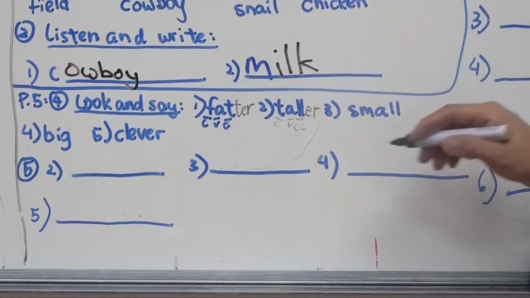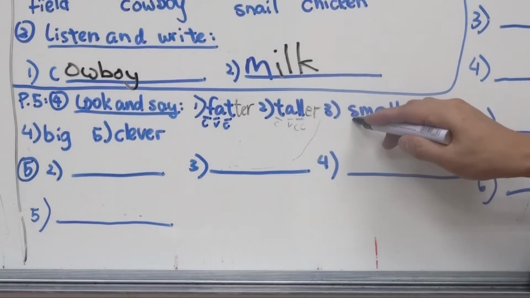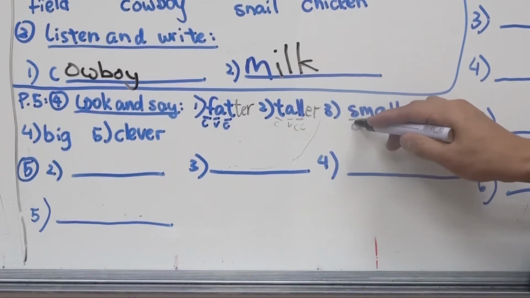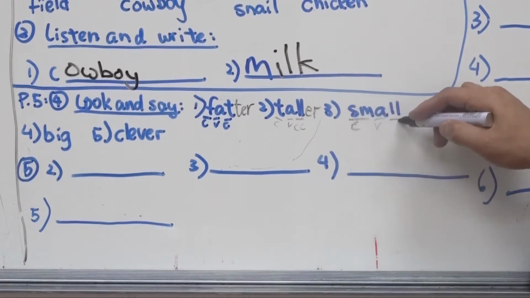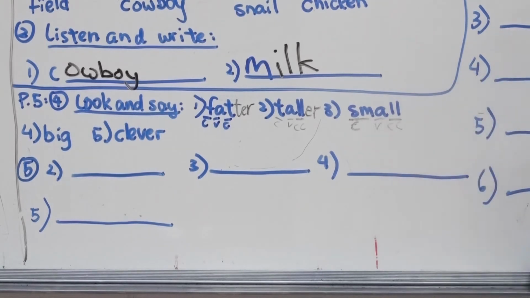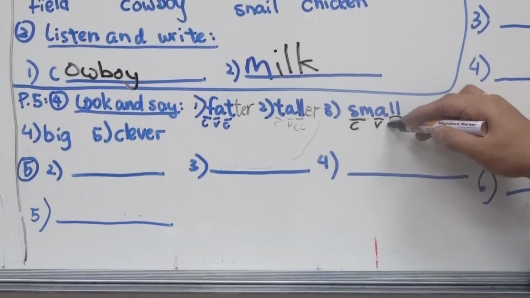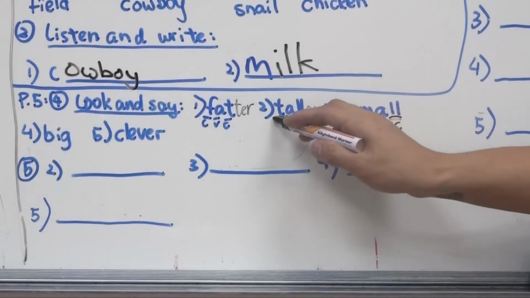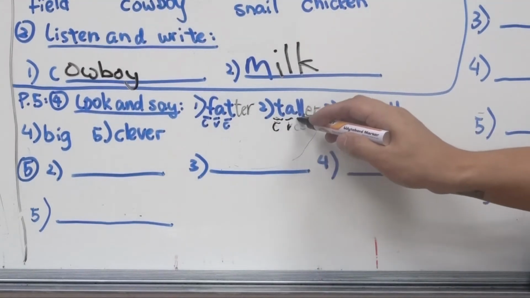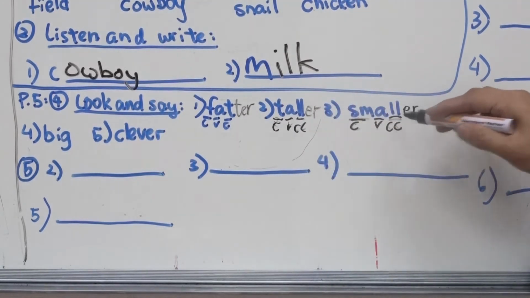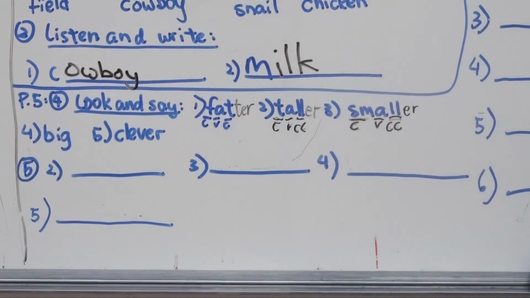Now we try to look at the word small. We can say one sound, and then the double L will always be 2. So it is C, V, CC, okay? This one also, so you can see clearly. So we only need to put ER. No need to put another L or LL. Smaller than.